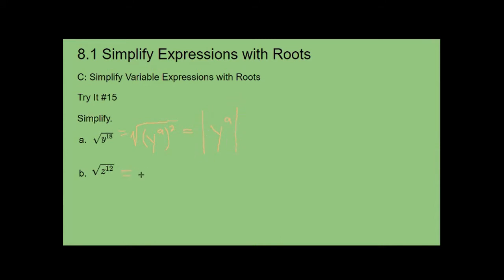Square root of z to the 12th. Square root of z, and then I want this squared, but what do I need to put inside? Well, 6 times 2 is 12, so I need the 6. So that gives us the absolute value of z to the 6th. And then no matter what I put in here for z, it's going to be positive because I have an even exponent here. So then I can get rid of those absolute value bars, z to the 6th. Okay, and those are my solutions.